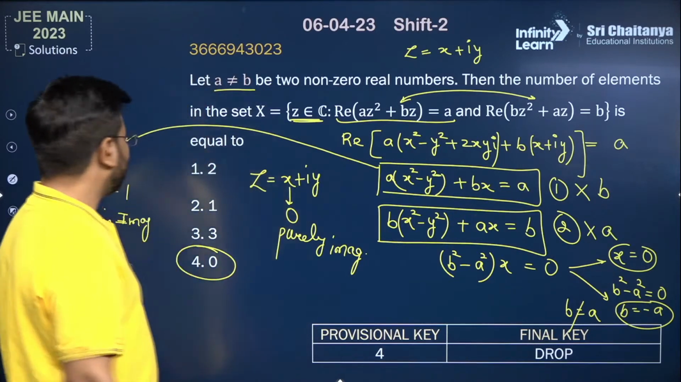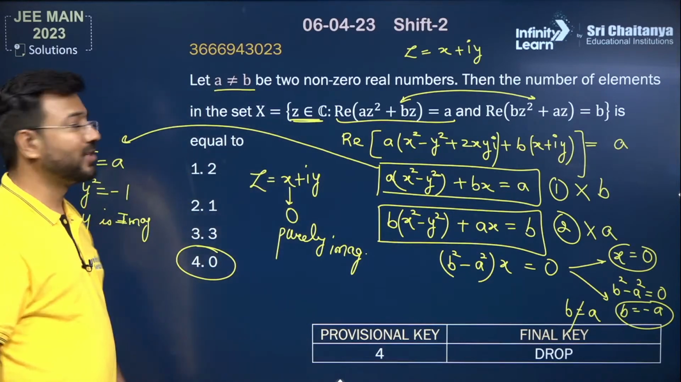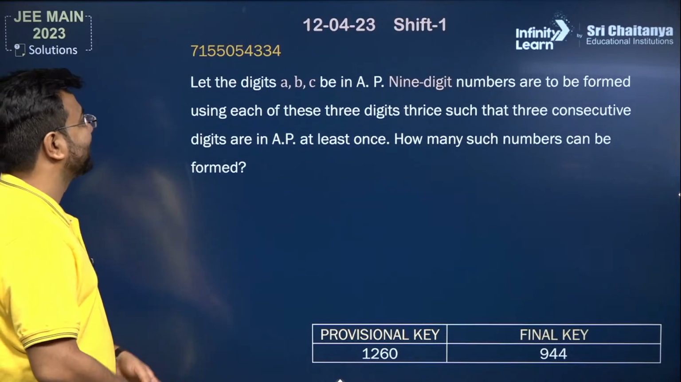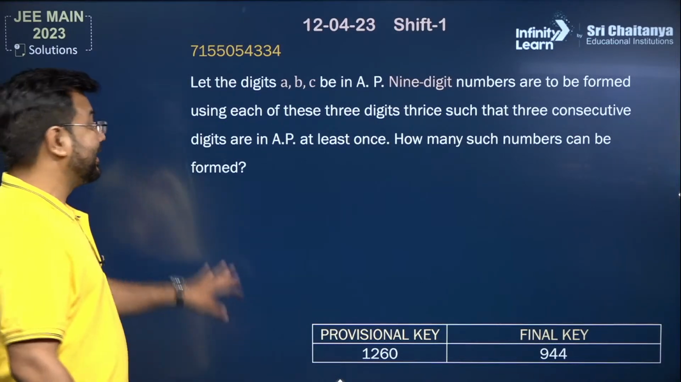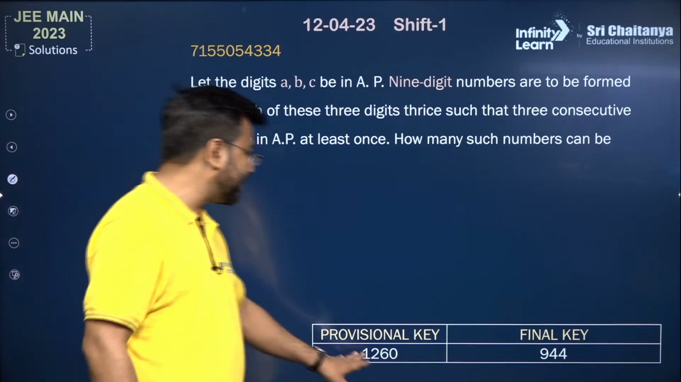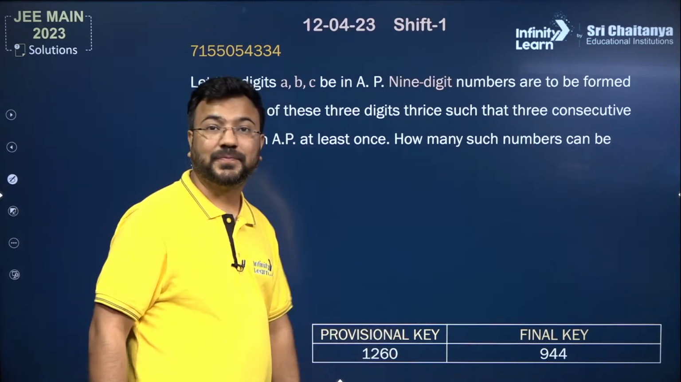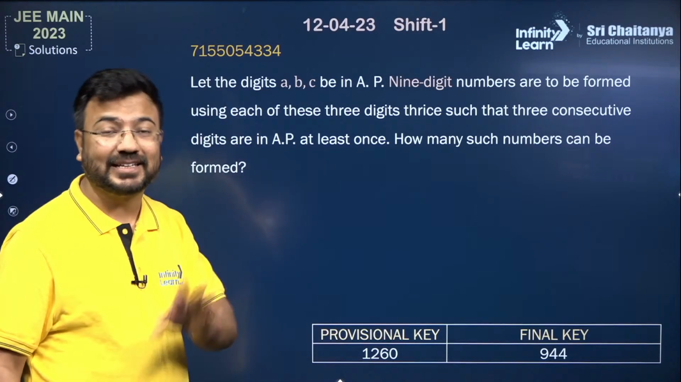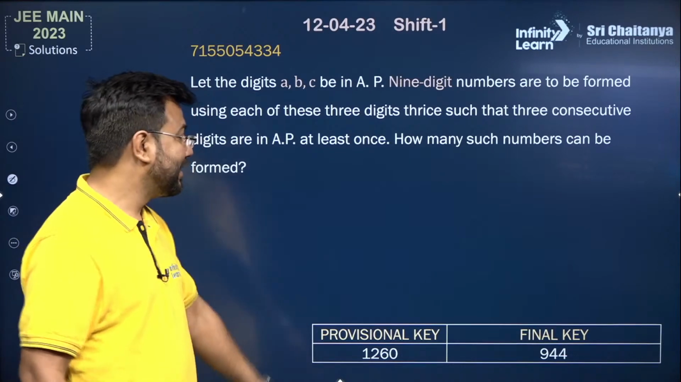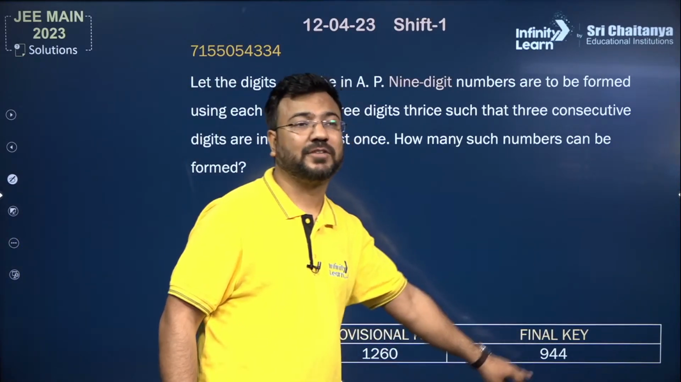Okay. Now, I hope you are able to understand how we got the answer of this question. So that is why we are moving ahead. Now, this is another question. This particular question, the NTA has given the answer 1260. Okay, and how they have given it, I'll illustrate the process. But the actual answer here is 944.